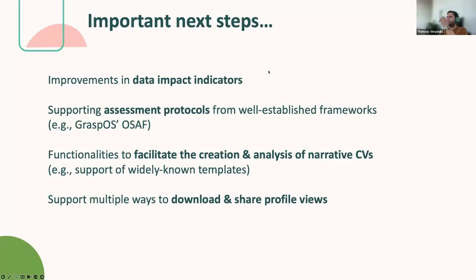And going back, the important next steps, the work that we are doing in the context of Graspos, but also other projects. We are trying to improve impact indicators for data sets, for research data, because currently we only consider the direct citations that the data sets are getting from publications. We also are considering collecting usage data from usage counts, for example, a platform that OpenAIRE is providing to give insights about how many downloads, how many views the data sets are collecting.